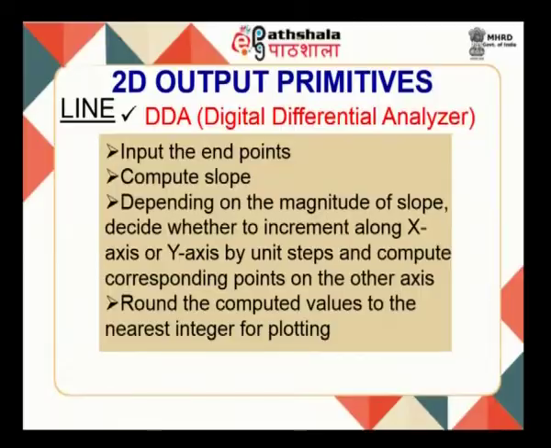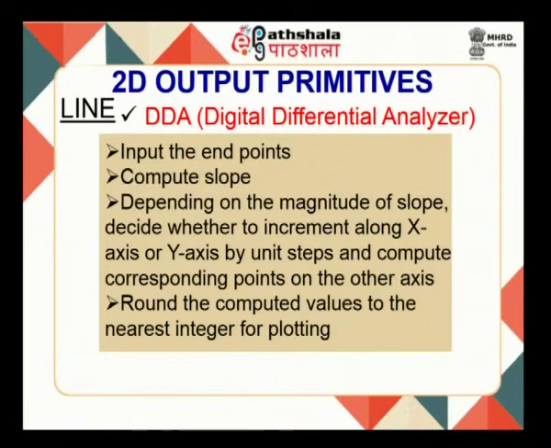So, this DDA line drawing procedure is actually as simple as, given 2 endpoints, the first step is to get the input, which is in the form of 2 endpoints. So, we start at the first endpoint, compute the slope and check if the slope is positive, negative, or its magnitude is less than 1 or greater than 1.